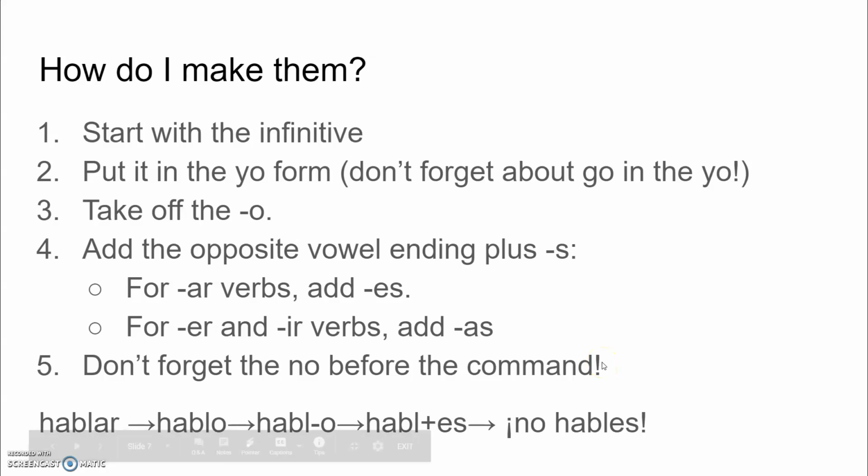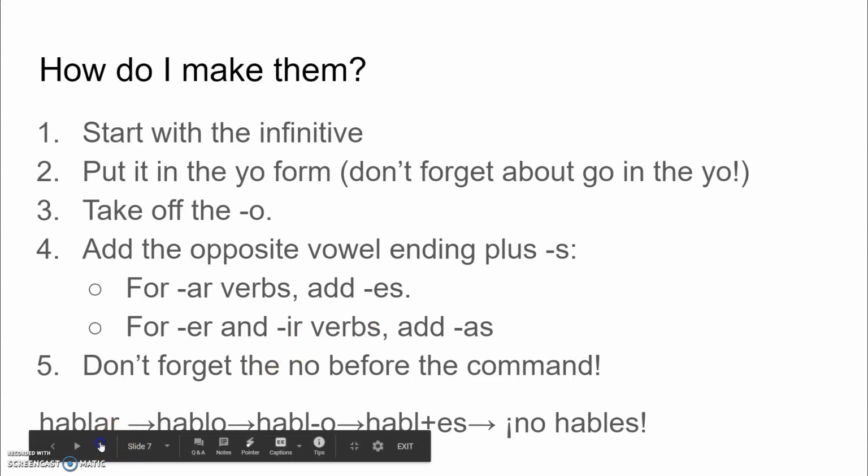So at the bottom of your screen, we have the verb hablar. That's step 1. Step 2, yo form, hablo. Step 3, habl, minus O. Okay, so we're going to keep our stem habl. Step 4, we're going to take habl. It's an AR verb. We're going to add ES. Okay, so we have hables. And then for step 5, don't forget the no, and it becomes no hables. No hables means don't talk or don't speak. Okay? So let's look at some examples.